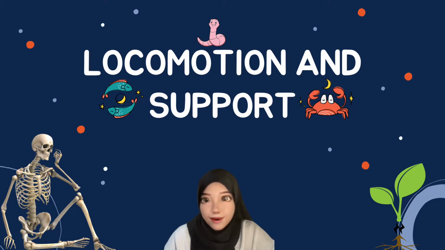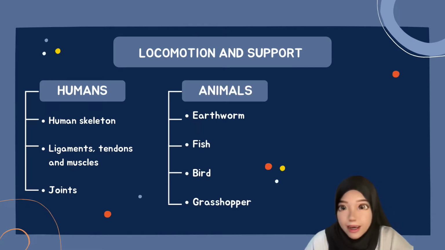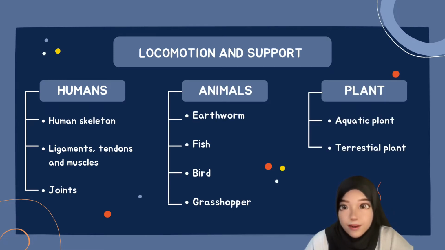For today, we are going to look at the chapter Locomotion and Support. In this chapter, you need to know the mechanism of locomotion and support in humans, animals, and plants. But in this video, I will be covering the locomotion and support system in animals only.